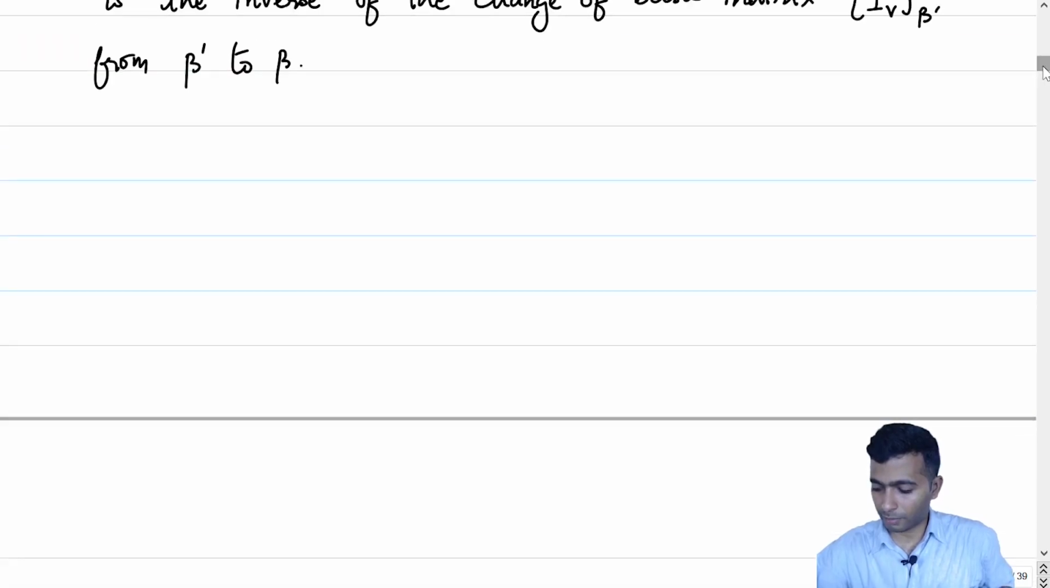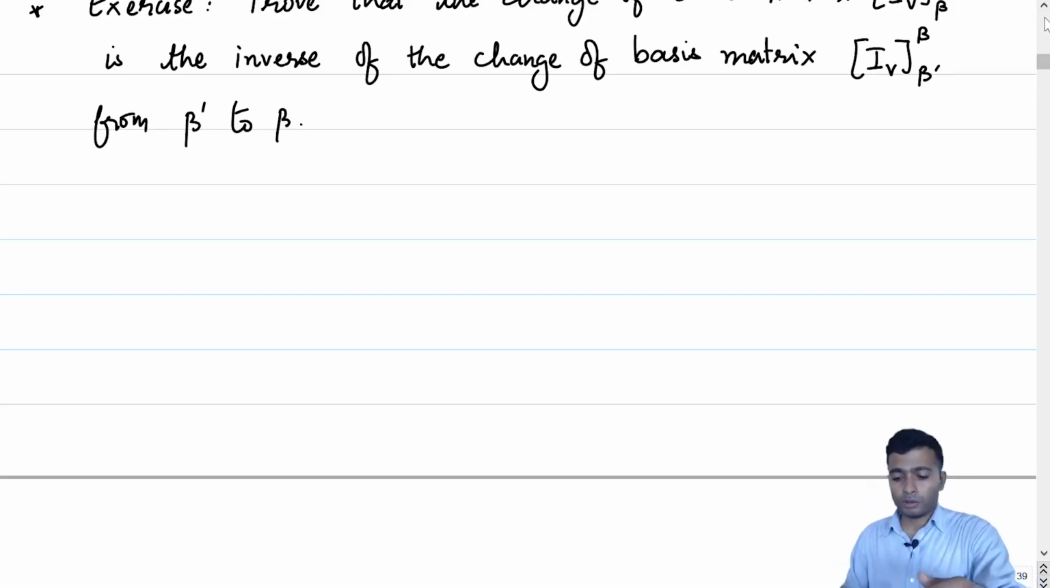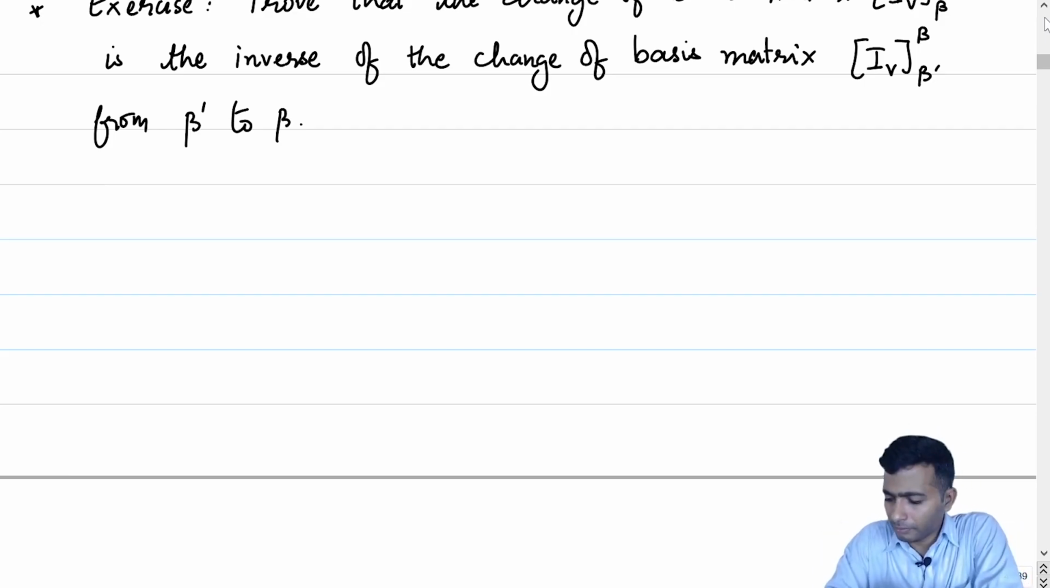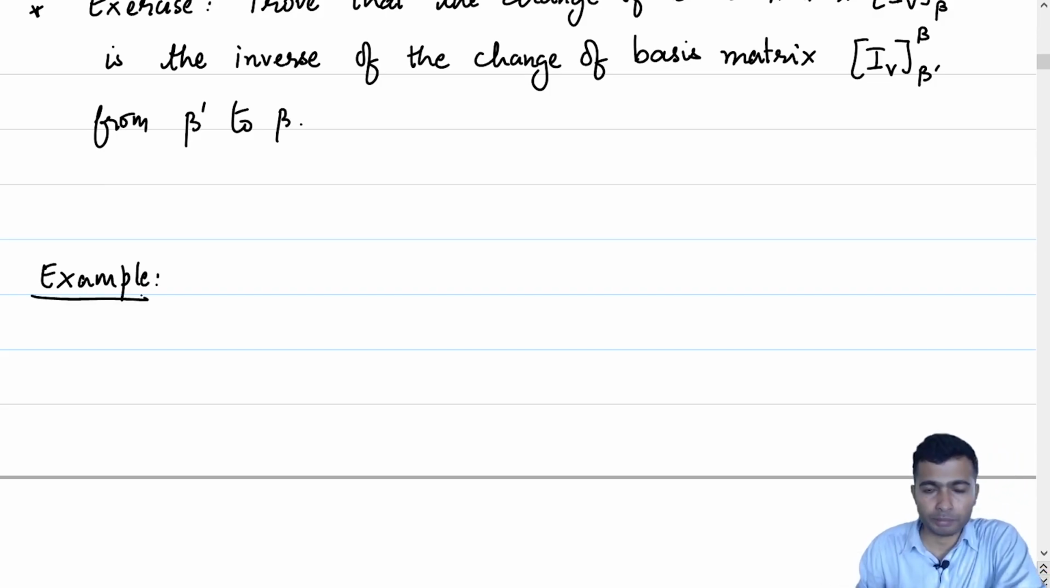Okay, so we have explored how the change of basis matrix gives us the relationship between the column vector representation of a vector with respect to beta and the column representation of a vector with respect to beta prime. Let's look at an example. Let's consider a simple example.